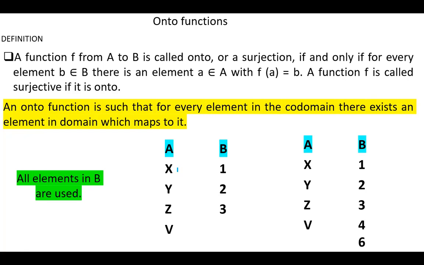For example, if x maps to 1, y to 2, both z and b to 3, this function is an into function. Note that the function is not a one-to-one function. If, however, x maps to 1, y to 2, z to 4, and b to 3, this is not an into function since some elements in B are not used.